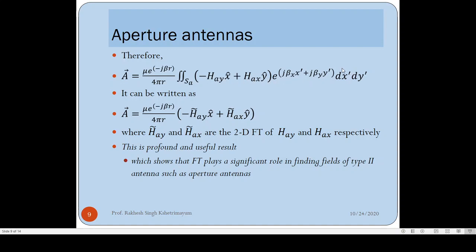Then finally what you have here inside the integration, this is what we need to look at. So look at this expression, what you have inside the integration. What does it look like? This looks like your Fourier transform.